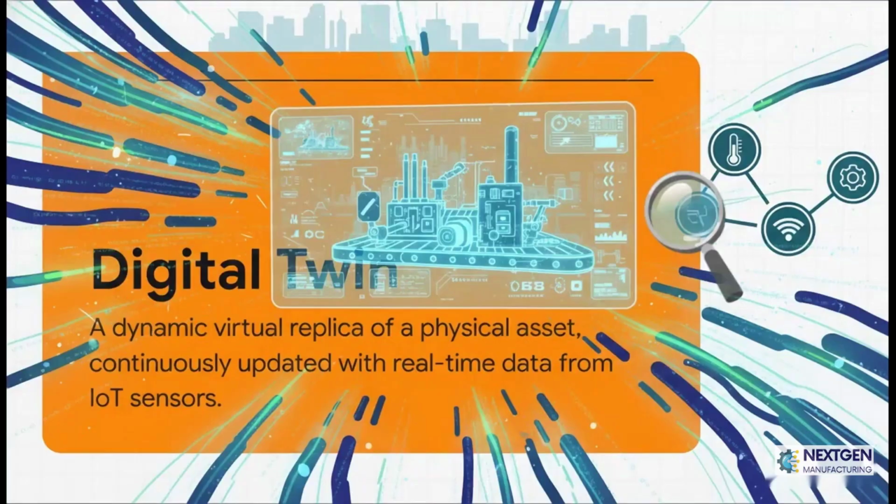So this definition is really the crucial point. A digital twin is a dynamic virtual replica, constantly being fed real-time data from IoT sensors, which creates a living, evolving model. It's not a static picture, it's more like a live video feed with a brain.